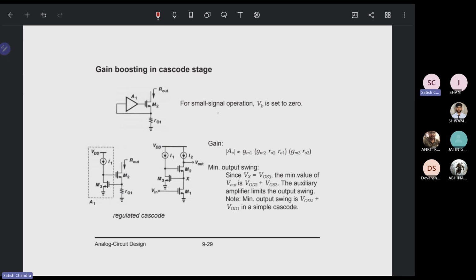For a small signal operation, Vb is set to 0. In that case, what is going to happen basically? The minimum output swing will be there, since Vx is equal to VGS3, and the minimum value of Vout is VOD2 plus VGS3. The auxiliary amplifier limits the output swing, and this will give you the minimum output swing.